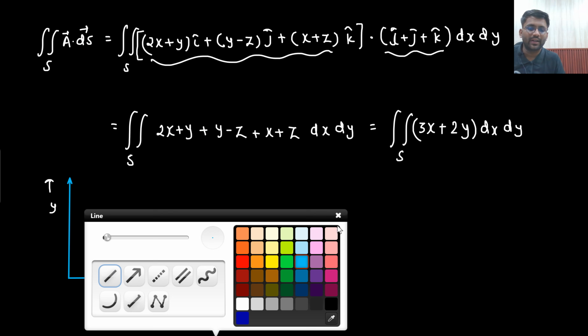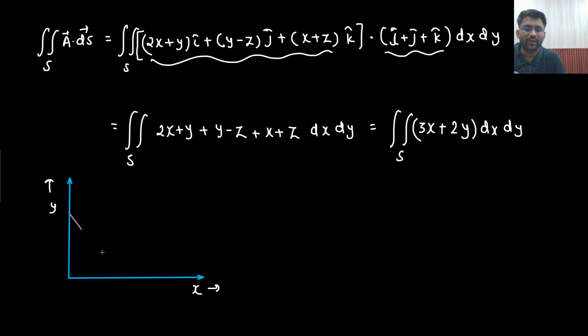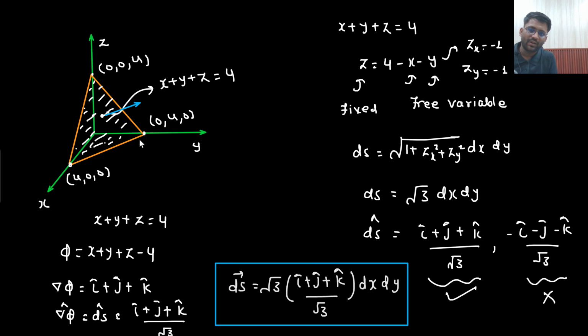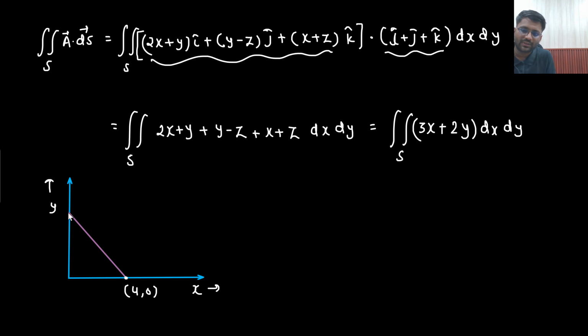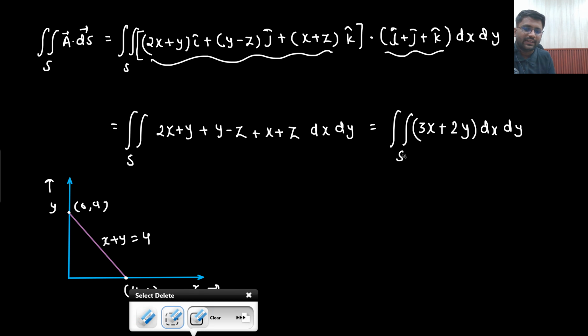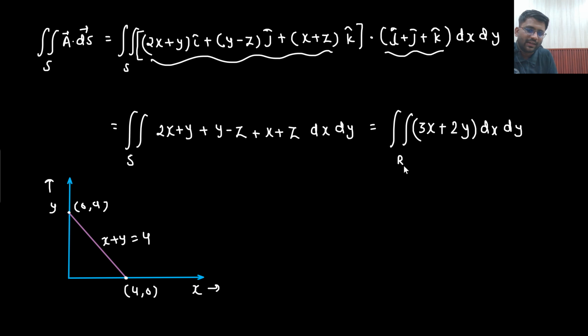These kinds of things we have already calculated. Now this question is directly from your integral calculus. What will be this coordinate? 4, 0. This coordinate would be 4, 0. And what would be this coordinate? This coordinate would be 0, 4. What will be the equation of this line? x plus y equals 4. Right? Over this region R, you can call it surface S or region R, you are supposed to calculate.